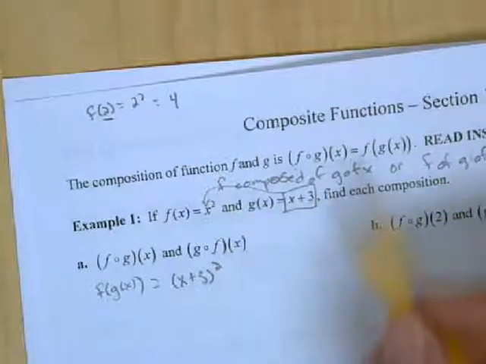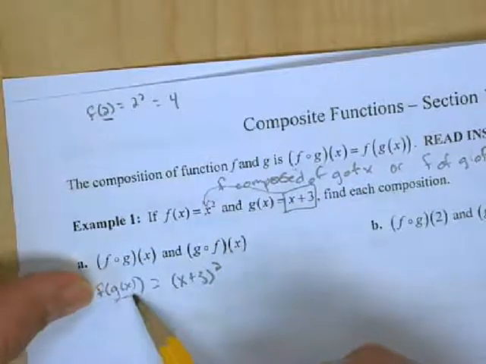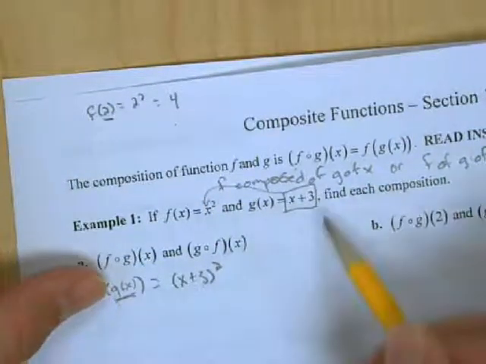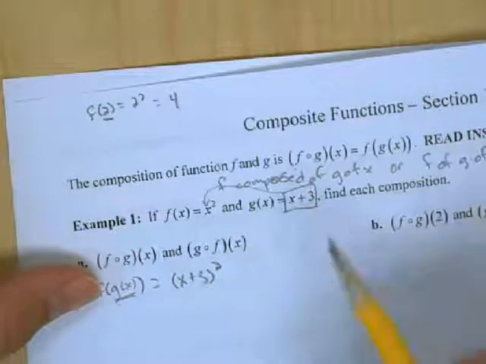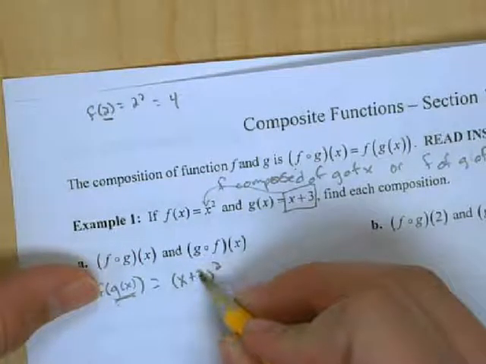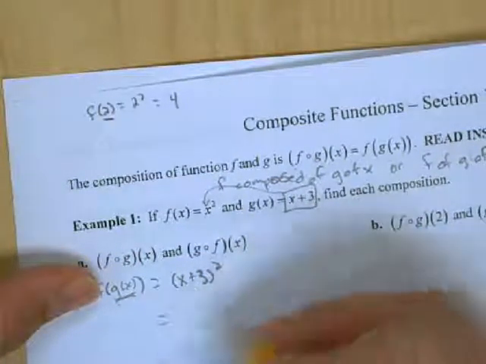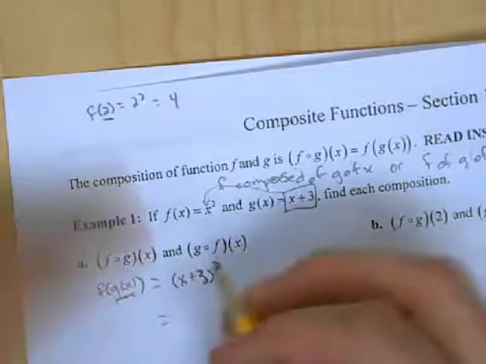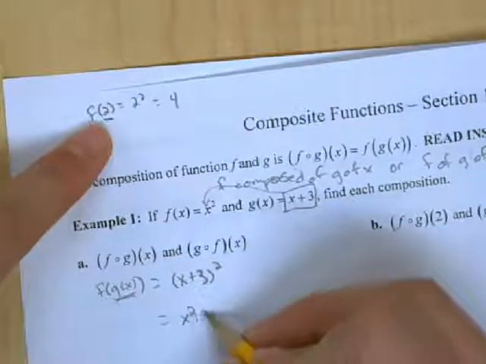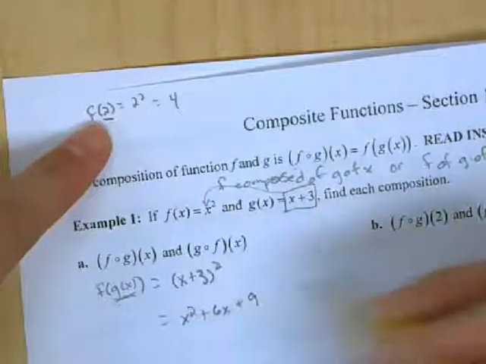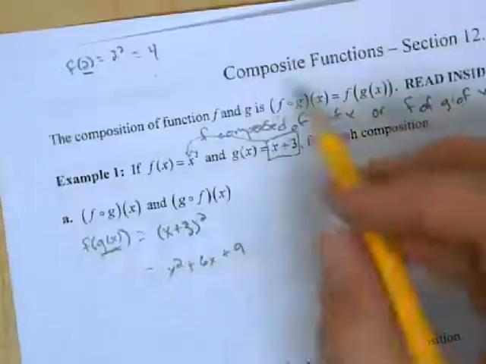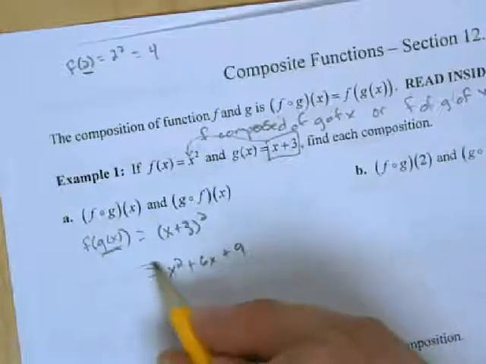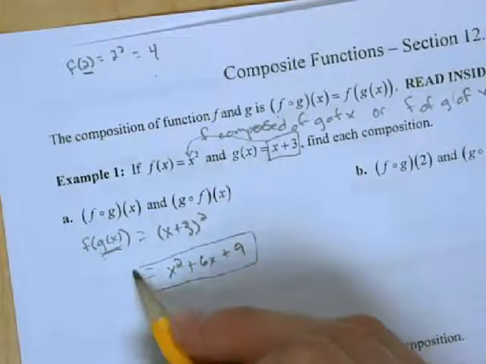Here instead, we're going to do F of G of X, so instead of putting a 2 in, we put all of G of X. Well, what is G of X? X plus 3. So you plug in the X plus 3. Now, of course, from there, it's just a matter of foiling that out. If I FOIL that, I would get X plus 3 times X plus 3, which is X squared plus 6X plus 9. So this would be F composed of G of X: X squared plus 6X plus 9.